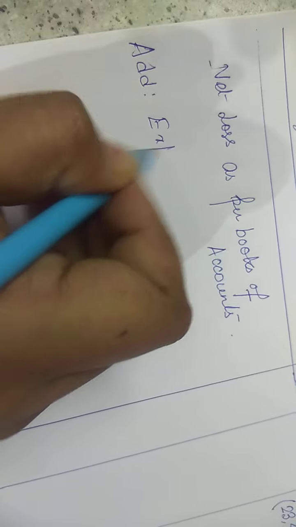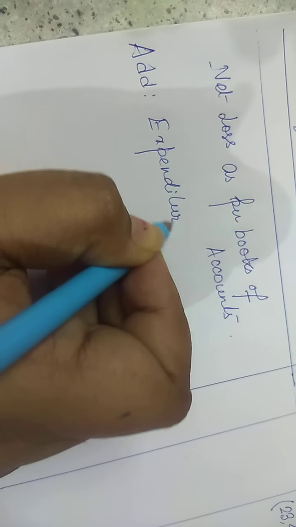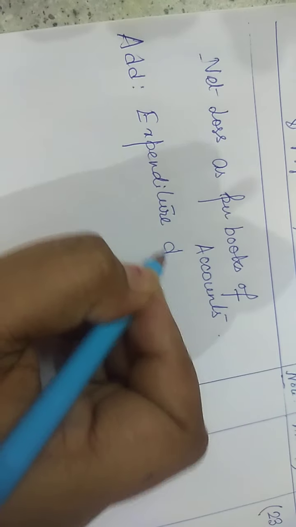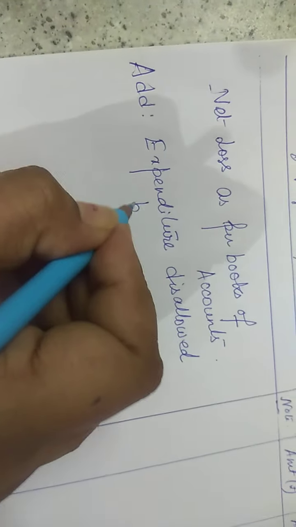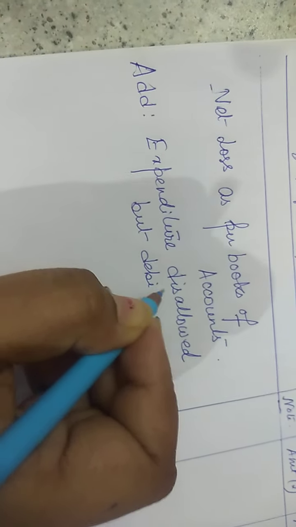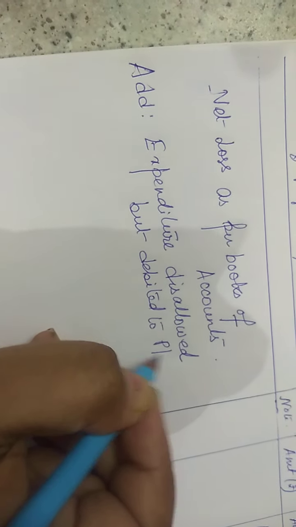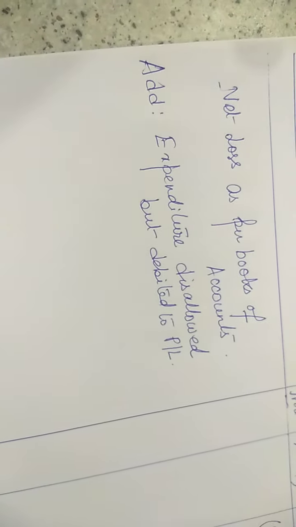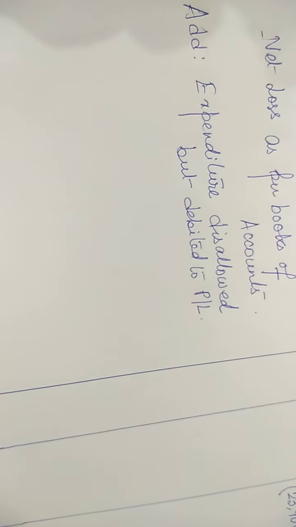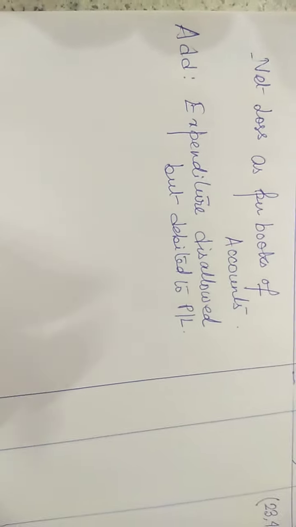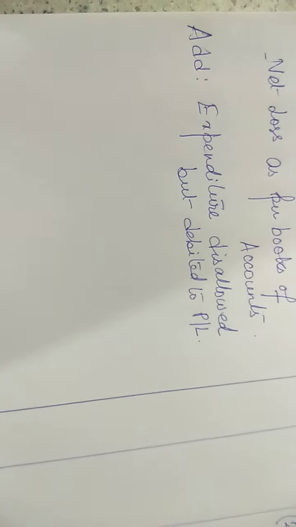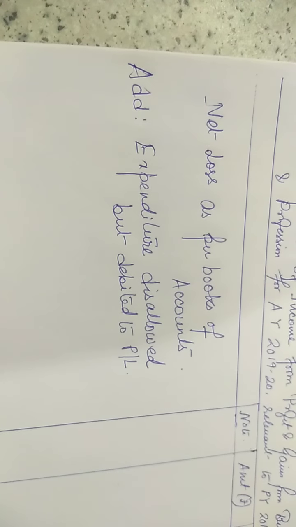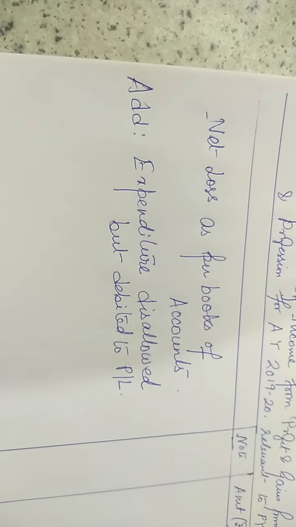Now I have to add back those expenditures which are disallowed. That means you cannot deduct them, but they were debited to the PL account. Debited means I have written it on the debit side, but I shouldn't have written it on the debit side, right? First such expenditure would be general expenses 25,000.